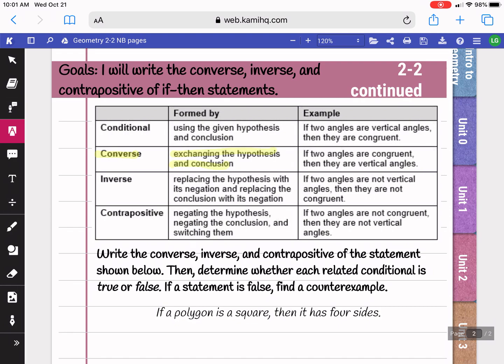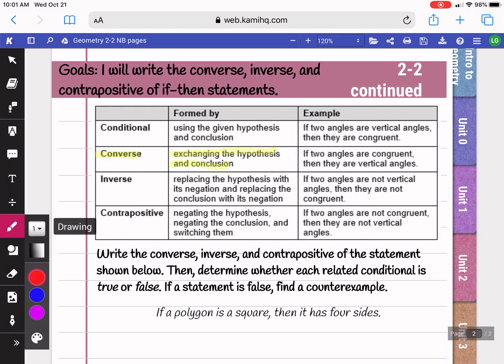So if you look here, our original statement says if two angles are vertical, then they are congruent. They switched it. Now it says if two angles are congruent, then they are vertical angles. So they're switching the hypothesis and the conclusion.